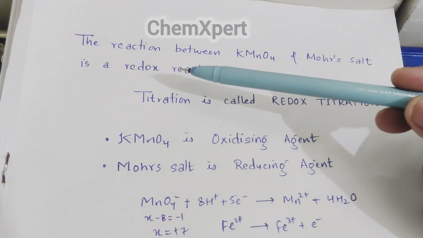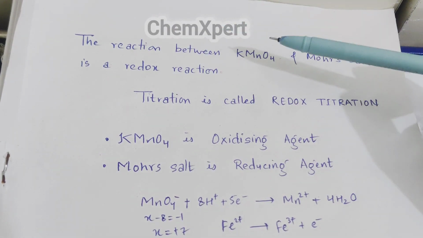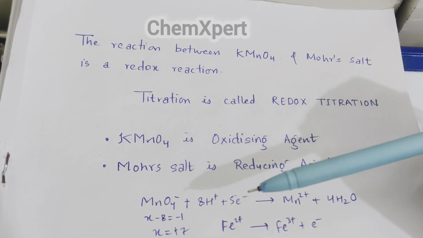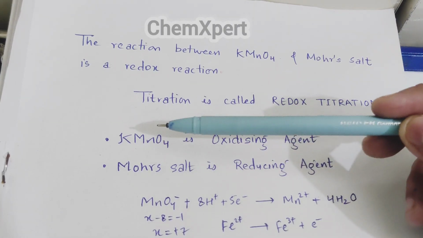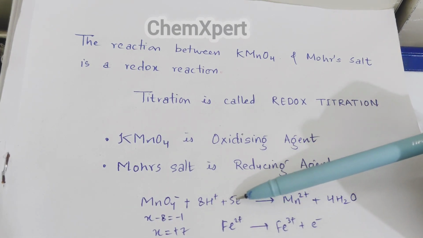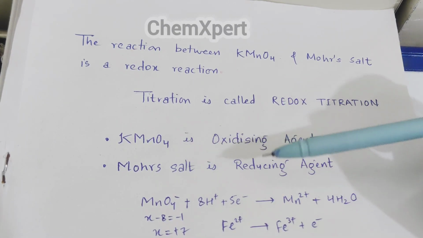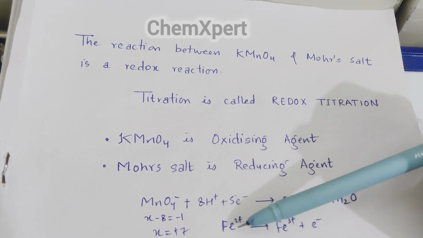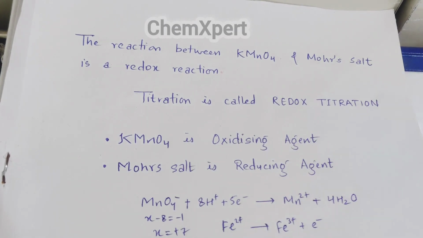And since it is a redox, one substance will undergo oxidation, the other substance will undergo reduction. So here KMnO4 is acting as an oxidizing agent because reduction takes place. Mohr's salt is acting as a reducing agent because oxidation takes place.